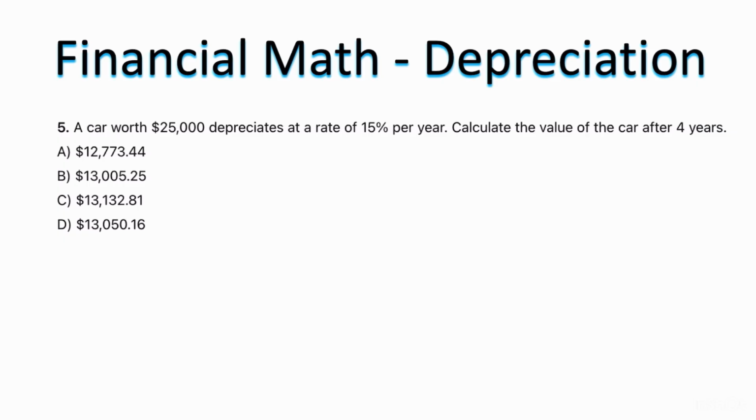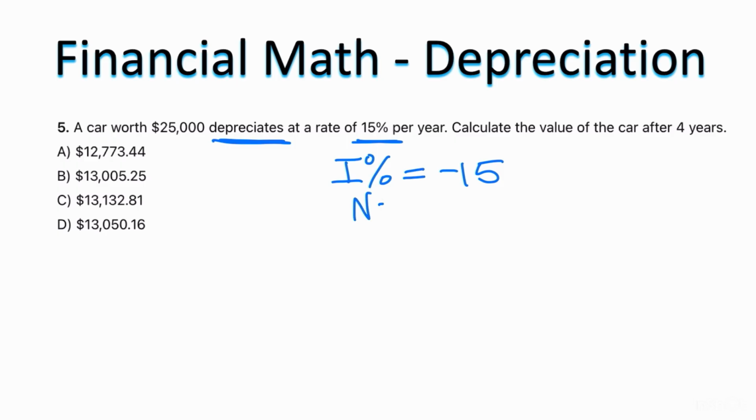Number 5 is also a financial math question, but it's on depreciation. A car worth $25,000 depreciates at a rate of 15% per year. This means that the car is losing value. And in this case, it's losing value at a rate of 15% per year. So when we go to the calculator and we have to put the interest rate, we are going to put it as a negative 15 because it is losing 15% of its value. Calculate the value of the car after 4 years.